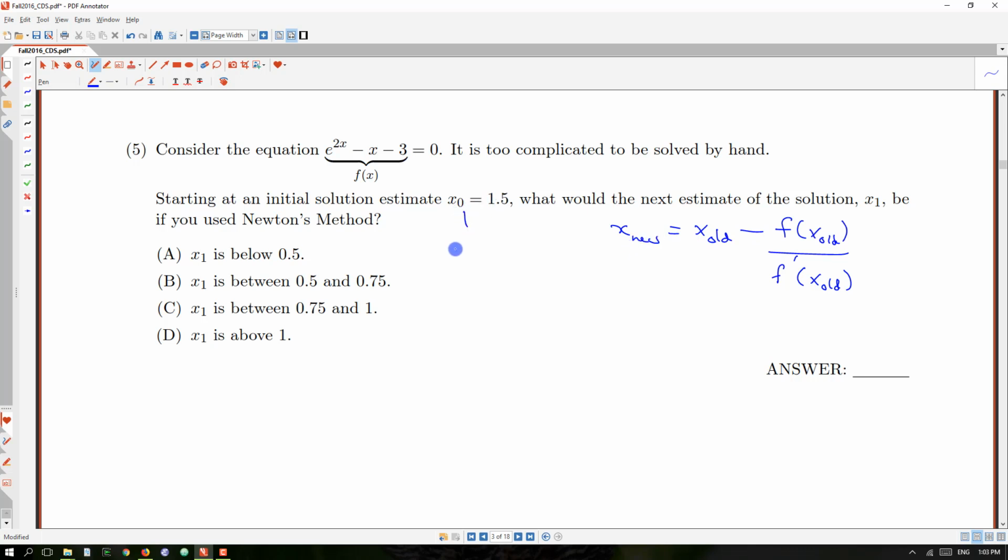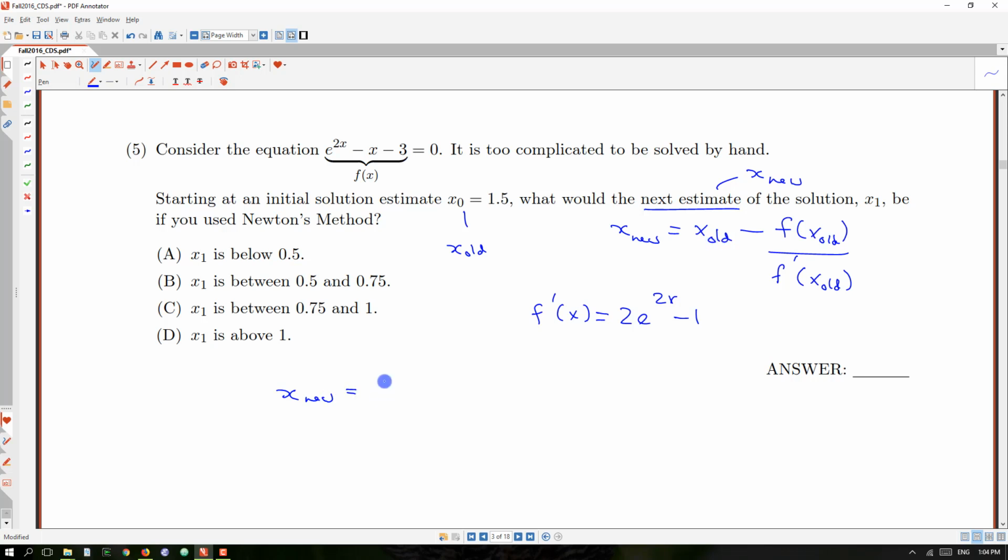We're told that x naught is our initial guess, so that's going to be our x old, and we're just asked for the next estimate, and that'll be our x new. So the key thing is just to build in the building blocks we have here. We've actually been given a hint in this problem. We've been given f of x. We have f prime of x as part of our requirements, so we're going to take a quick derivative of this. We'll get 2e to the 2x minus 1 and 0. So we have our function, we have the derivative. That means we have all the ingredients we need.